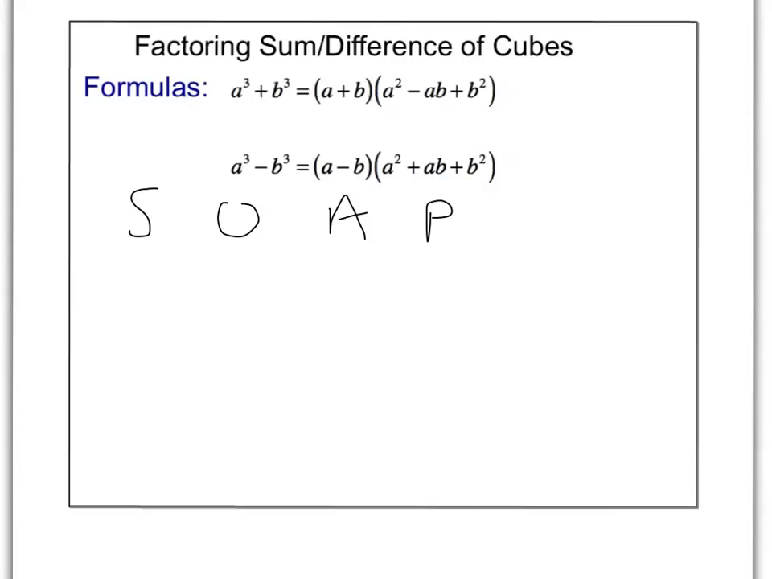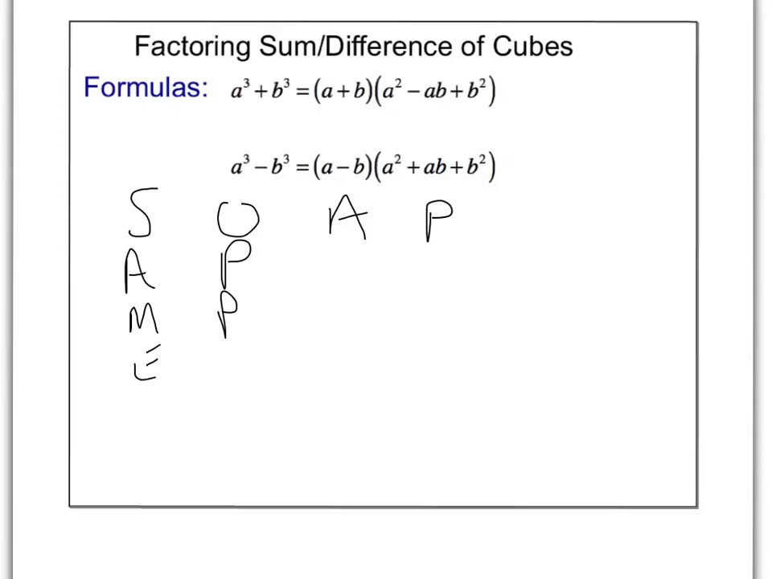SOAP means the S is for same. And what same denotes is that if this is a plus, then the sign in the binomial in the factored form is the same. So plus, same, plus, minus, same, minus. The O stands for opposite. I'm going to abbreviate there. So O is the opposite.